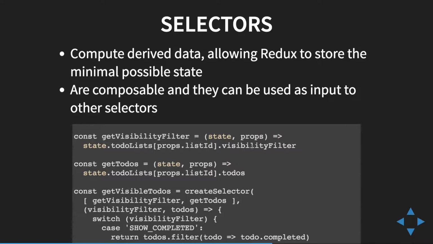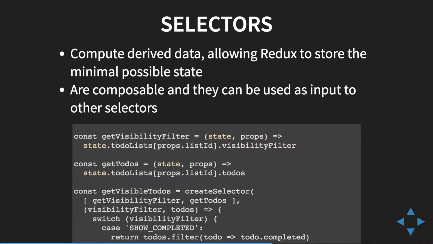Selectors are a little bit more advanced, but basically what selectors allow you to do is compute derived data, allowing the Redux store to hold the minimum possible state. These are used more once you get into asynchronous flow to prepare the data. They're composable and can be used as inputs to other selectors.